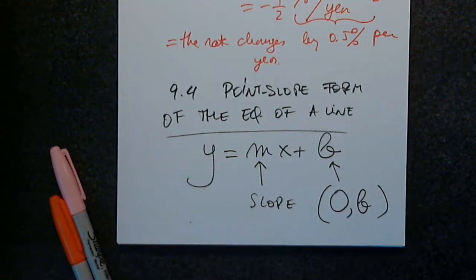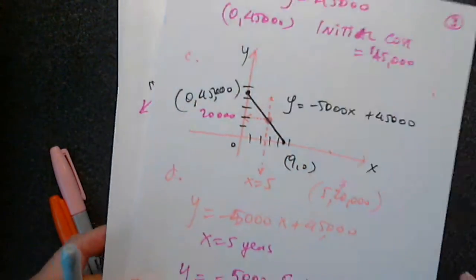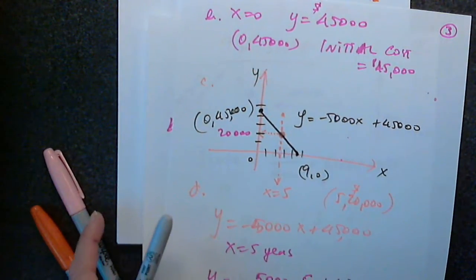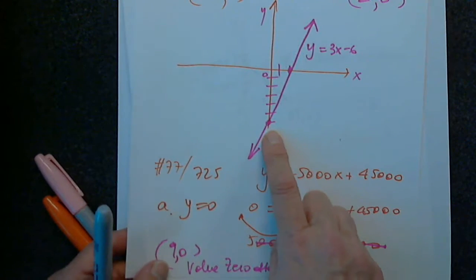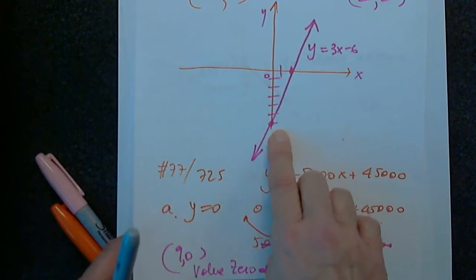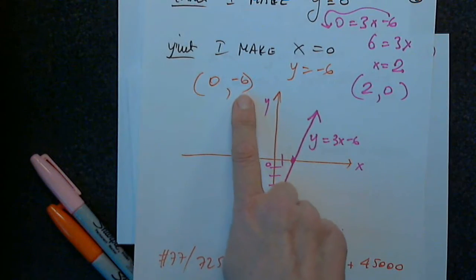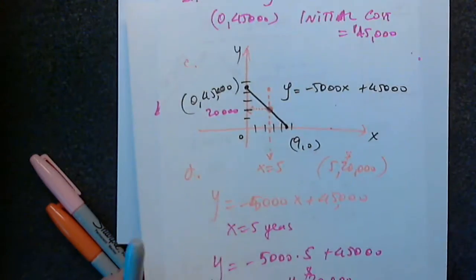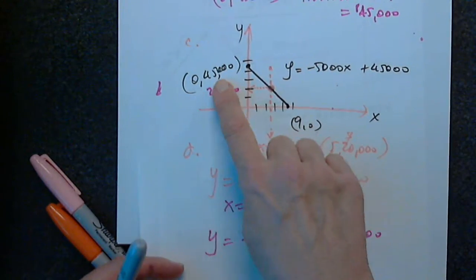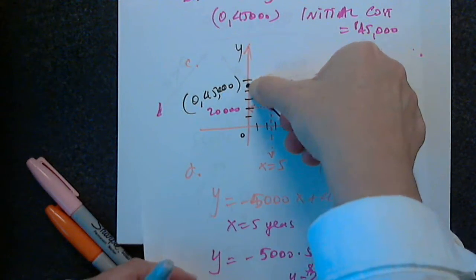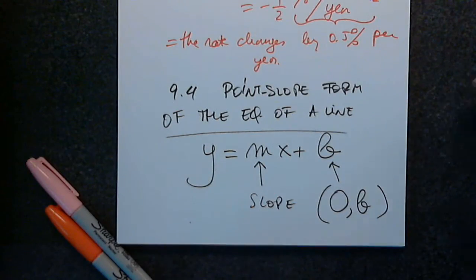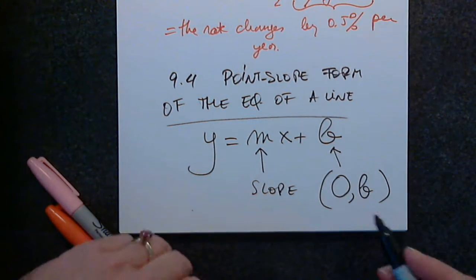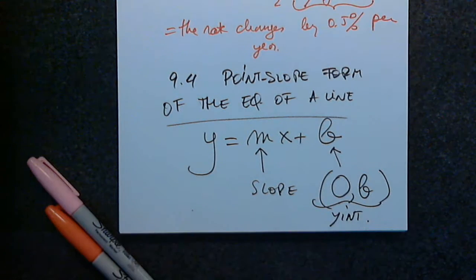We've graphed a couple of equations. What was 0, comma, a number? Exactly, the y-intercept. 0, comma, -6 is a point on the y-axis, this one. Then we encountered 0, comma, 45,000, which was this point. So then this number is basically part of the y-intercept, 0, comma, b.